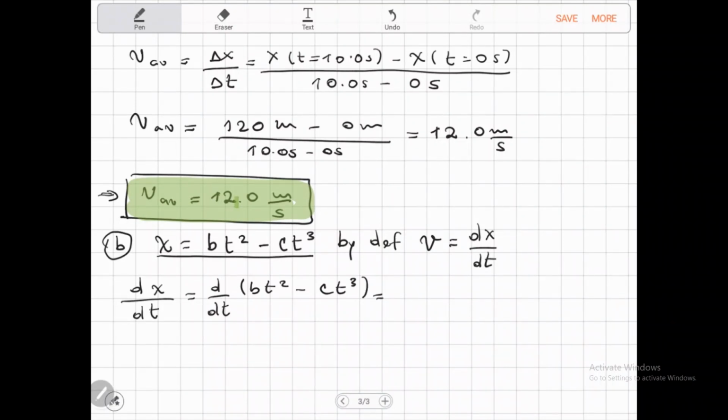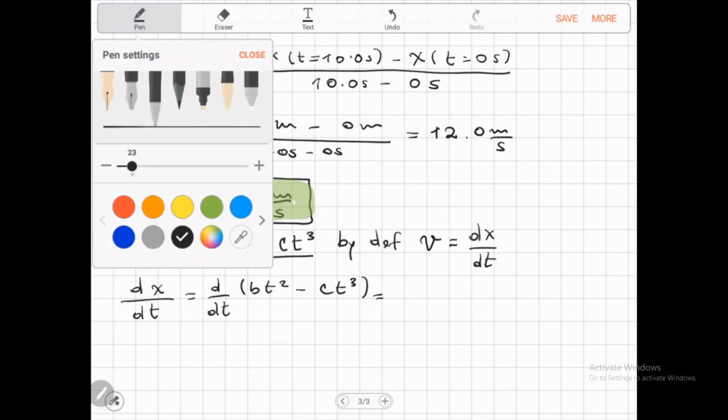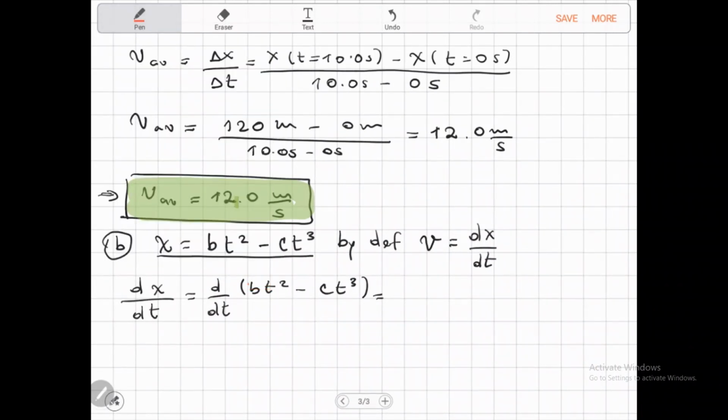So what we do here is, because b is constant and c is constant too, they are constant quantities, we don't have to derivate those quantities. We only derivate the quantities that are related with the time. In this case, it's just the time. So what we do here is this: we are gonna distribute the derivative.